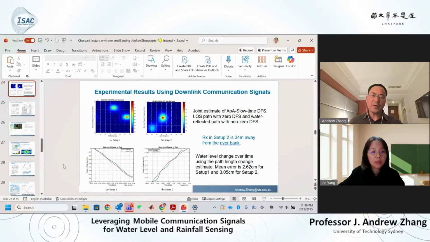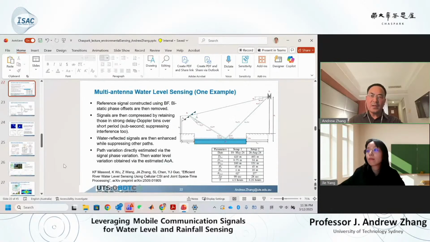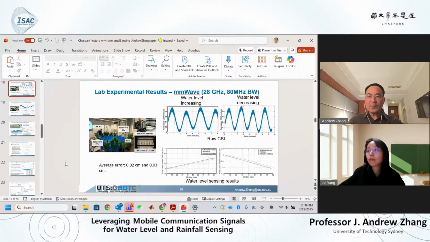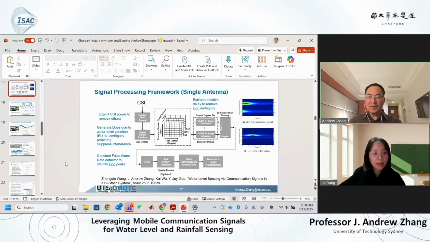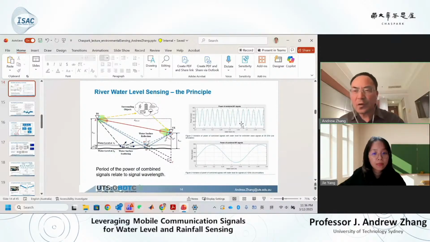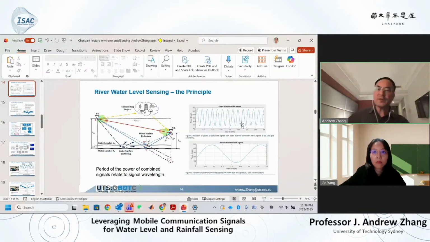Yeah, that's also a very good question. Can you still see my slide? Yeah, we can see. Okay. So as shown here, for high frequency, it's easier to see multiple cycles when the water level changes even a small height.